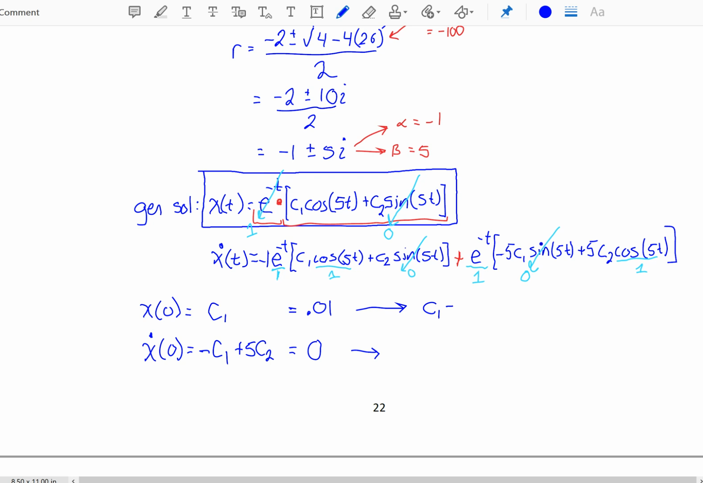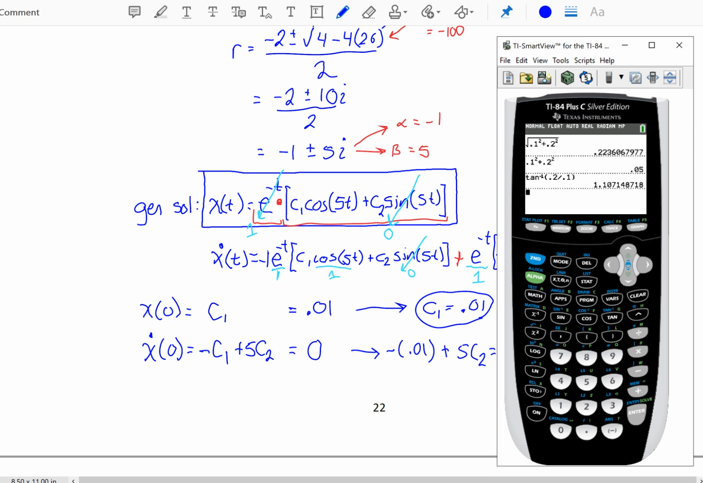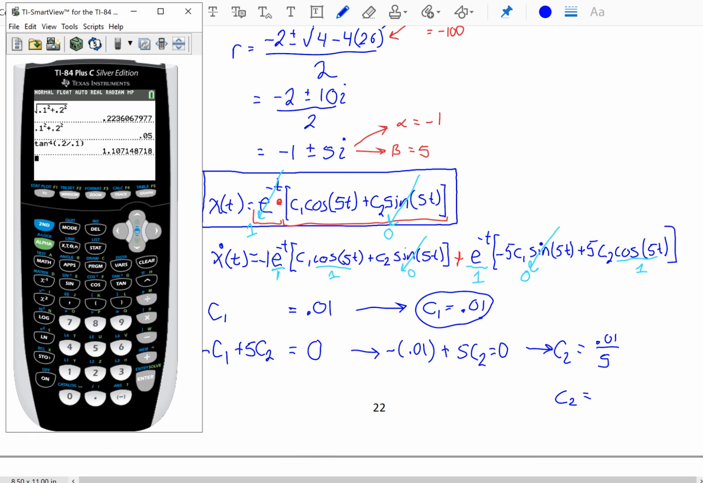From our first equation, we can immediately see c1 has to be 0.01. And if c1 is 0.01, then our second equation will give us something that we can solve for c2. I think c2 will end up being, we'll move the 0.01 to the other side, make it positive 0.01, and then divide that by 5. So let me grab my calculator real fast. 0.01 divided by 5 is 0.002. So that's our value for our second constant.